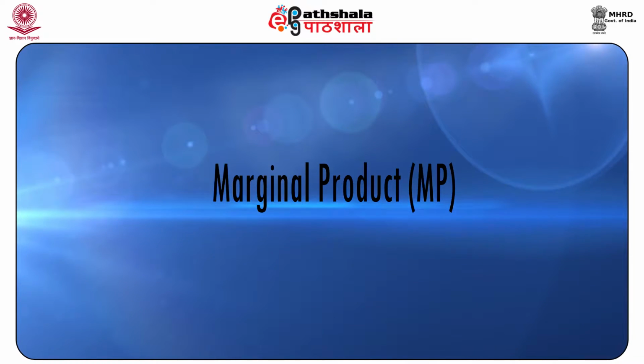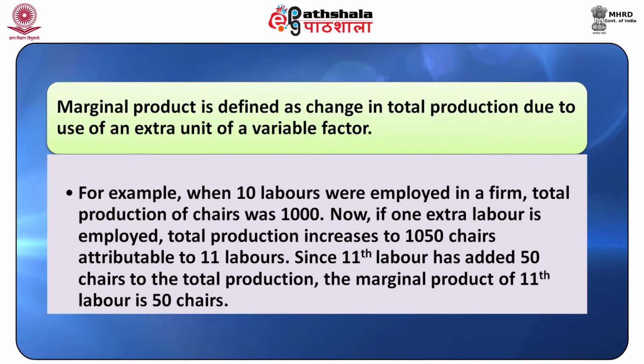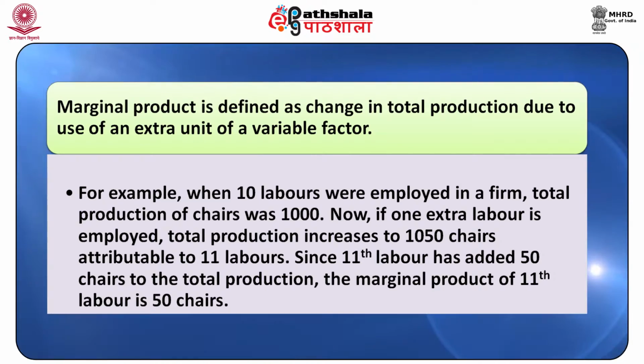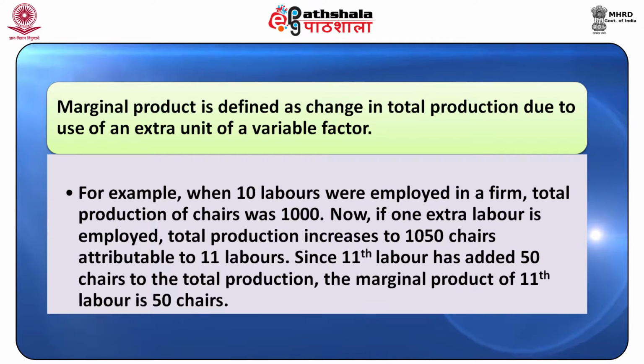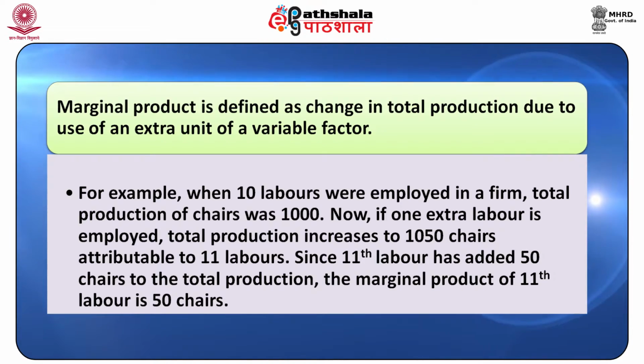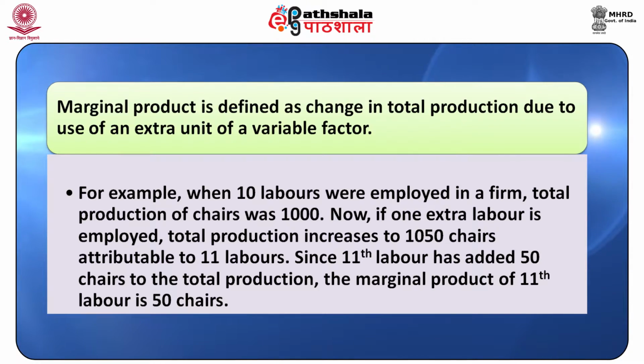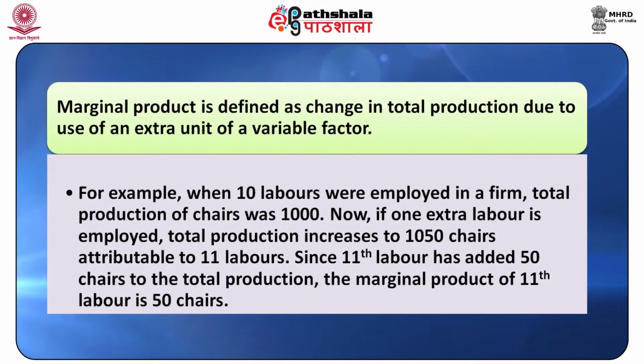Next, marginal product, MP. Marginal product is defined as change in total production due to use of an extra unit of a variable factor. For example, when 10 laborers were employed in a firm, total production of chairs was 1000. Now, if one extra labor is employed, total production increases to 1050 chairs, attributable to 11 laborers. Since the 11th labor has added 50 chairs to the total production, the marginal product of the 11th labor is 50 chairs.